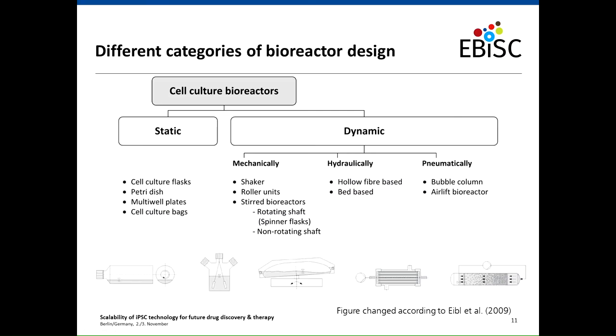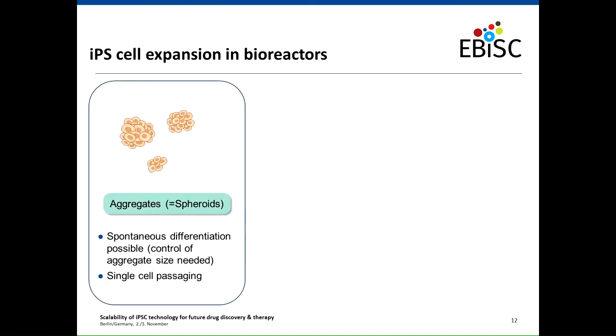So besides these robotic platforms, of course, you can also use bioreactors. There are different categories of cell culture bioreactors. Of course, static, also cell culture flasks are quite a simple bioreactor, or you use dynamic bioreactors. Especially for pluripotent stem cells, these stirred bioreactors are most commonly used, and here mainly the spinner flasks. Within these stirred bioreactors, most people use aggregate formation for the expansion.